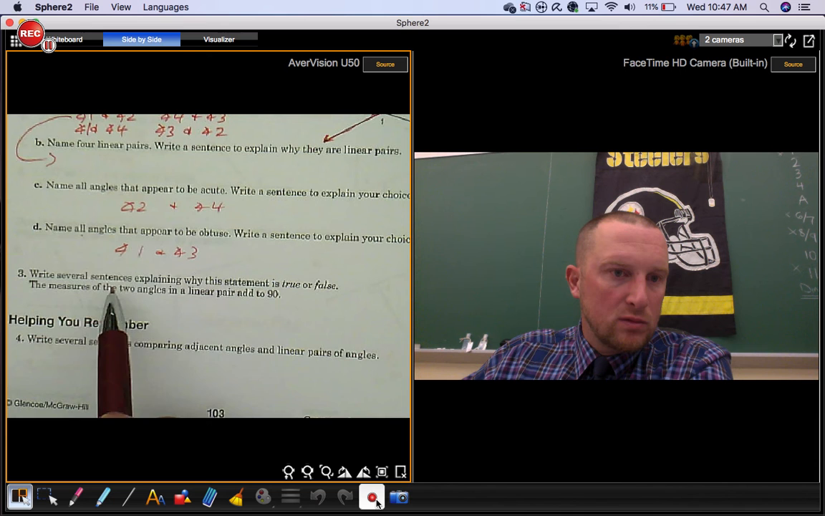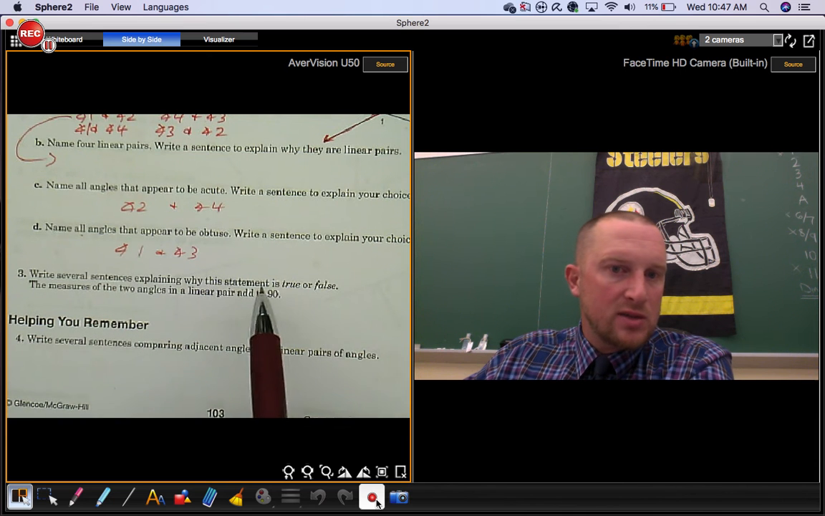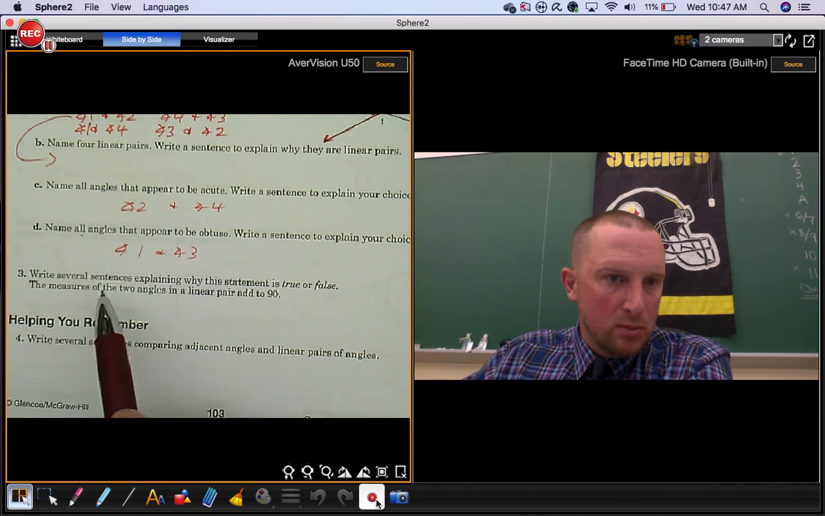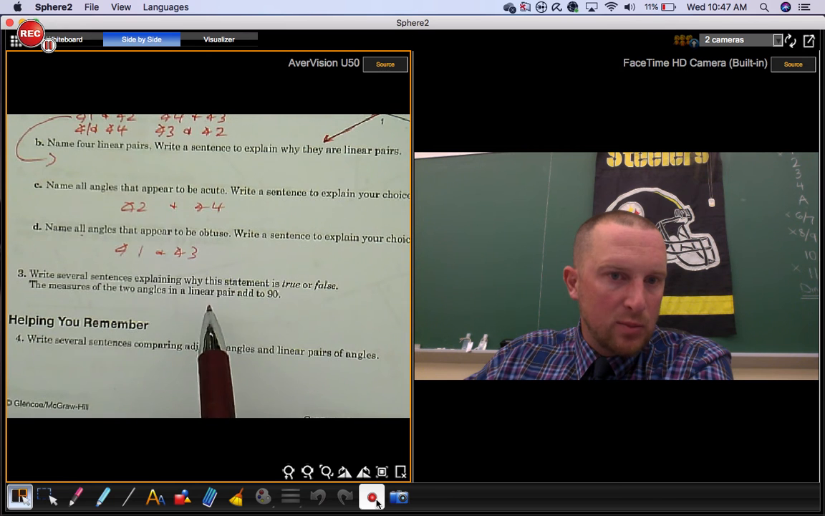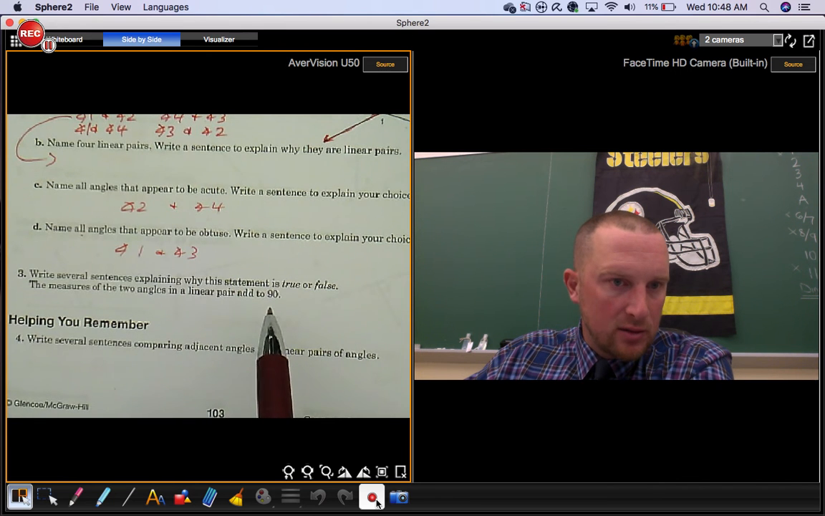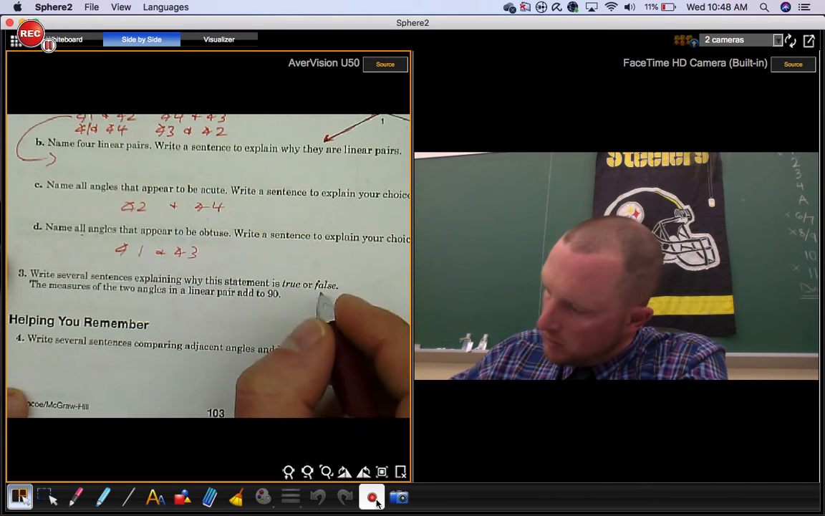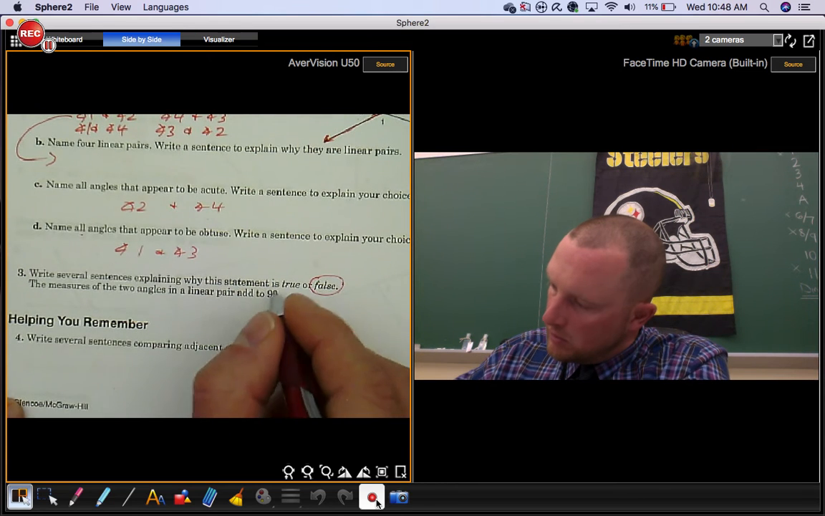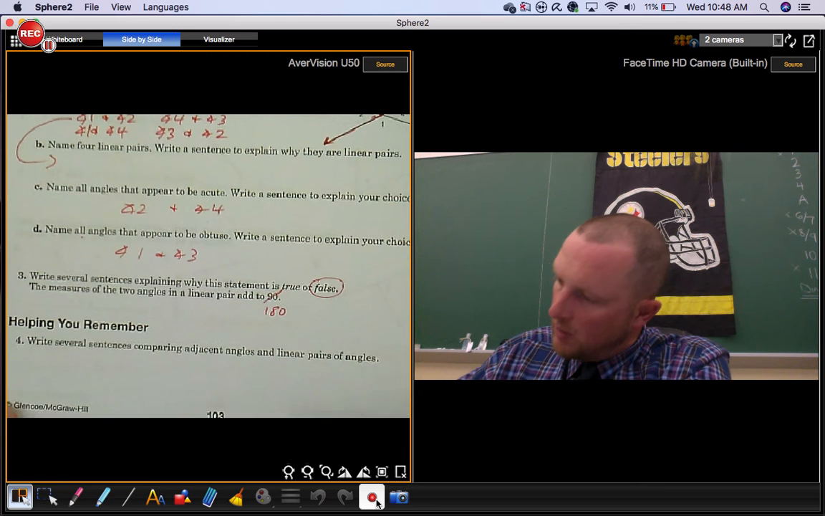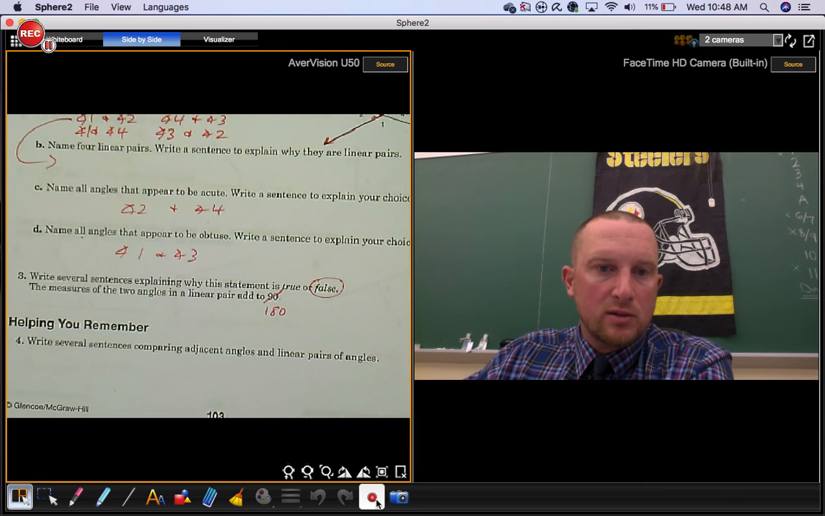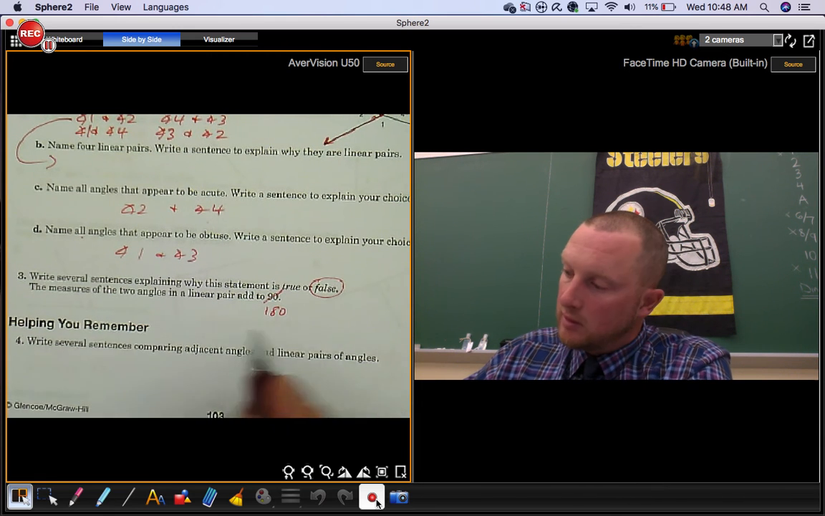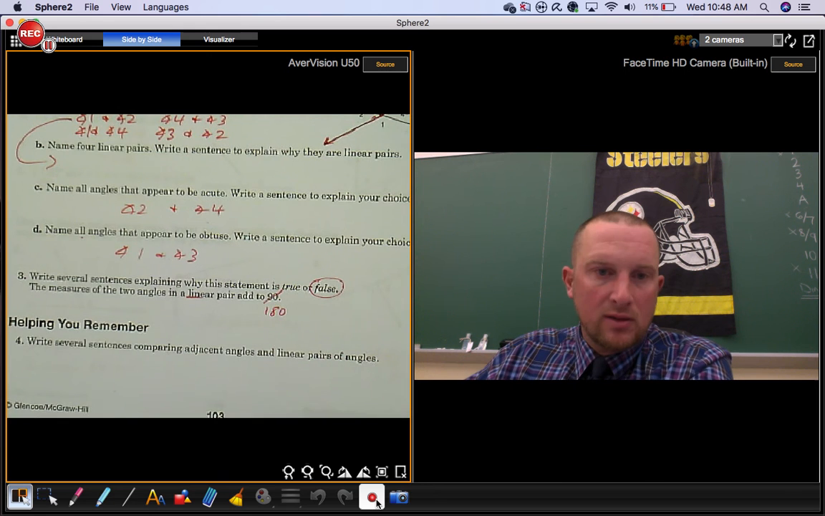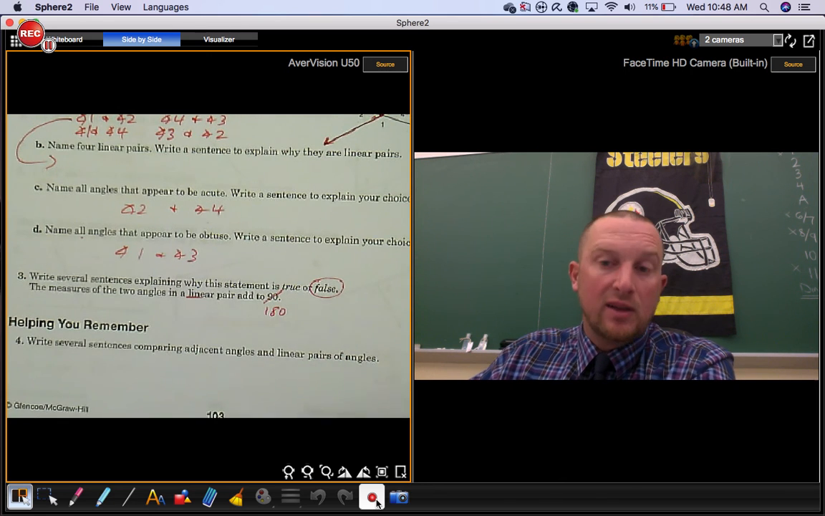Number 3, write several sentences explaining why this statement is true or false. The measure of the two angles in a linear pair add to 90. That's false. The measures of two angles in a linear pair add to 180. A linear pair is a line, 180 degrees in a line or a straight angle.